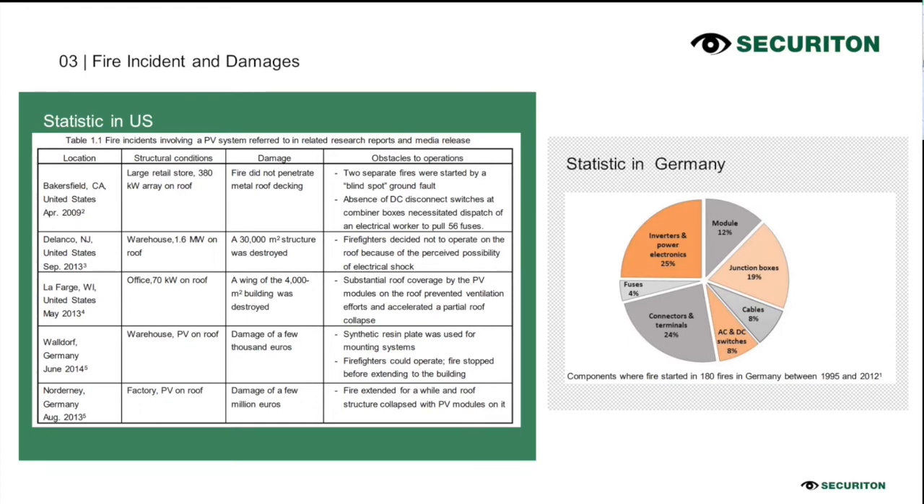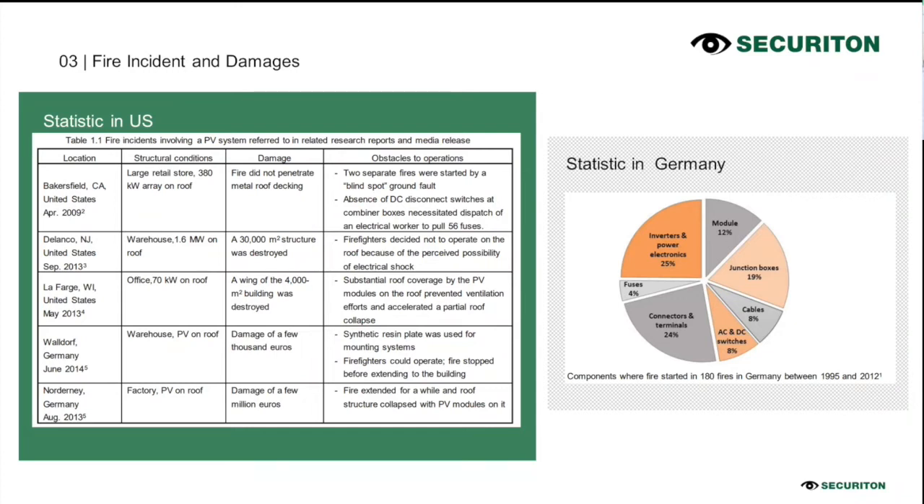So I've collected some of the information, incidents from 2009 up to 2013, mainly in the US, which is documented, so it's easier for me to derive this information. As you can see, the fire did penetrate the metal roof decking, and two separate fires were started by the blind spot and the ground fault, and the absence of DC disconnect switches and combiner boxes created an issue in terms of damages. You see the structures, 30,000 square meters of structures was destroyed in one of the fires in 2013.